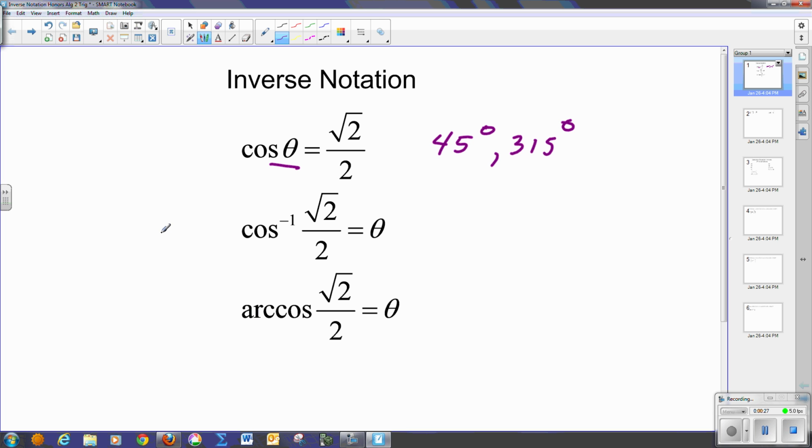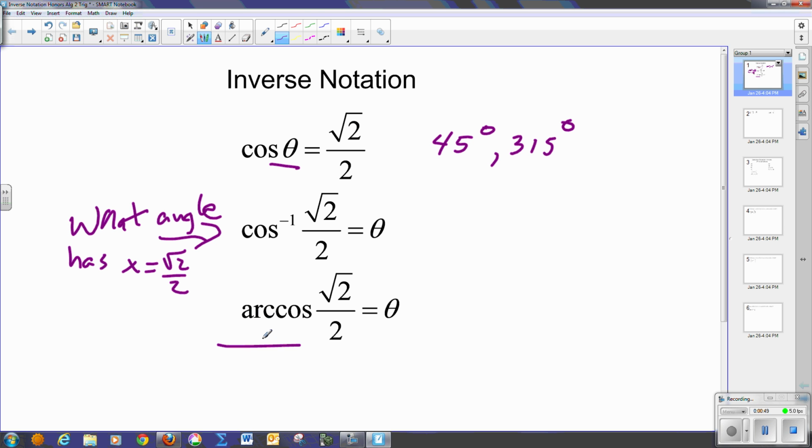Well, this is another way to ask that. We say the inverse cosine of root 2 over 2 is equal to theta, which basically asks the question, once again, what angle has x equaling root 2 over 2? Okay. The other way to say this inverse cosine is arc cosine, so just be aware of that. It can be asked either way, and your answer is always going to be an angle.